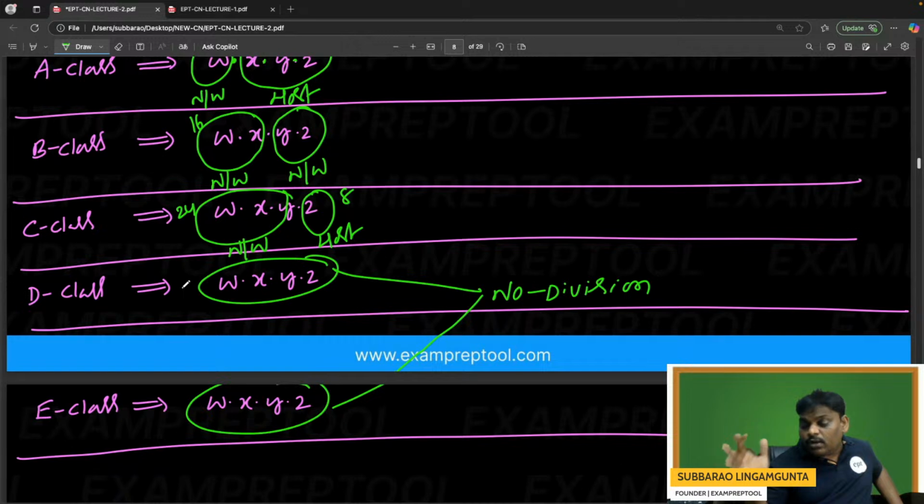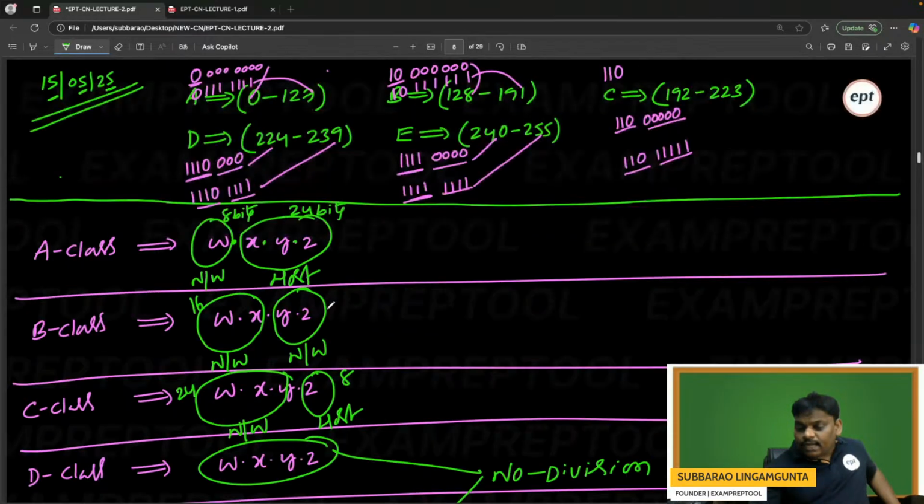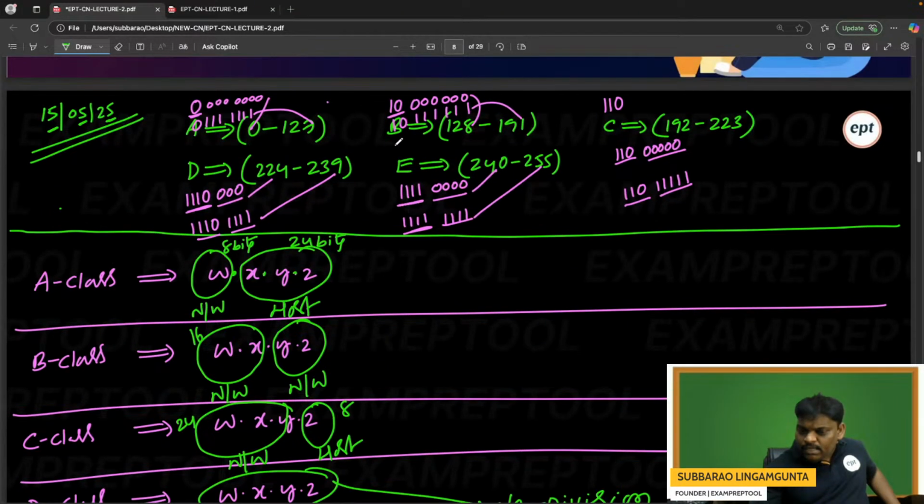Yesterday's purpose is what? How to identify which class this IP belongs to. By seeing the first octet, I can decide. If the first octet is in this range, it is a class B. If the first octet is in this range, it is a class C. If the first octet is in this range, class E. If the first octet is in this range, class D. First octet is in this range, class A.